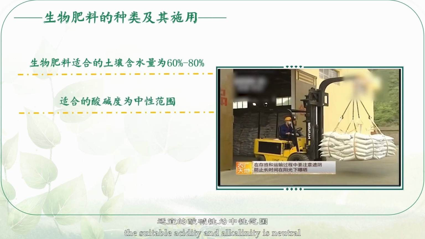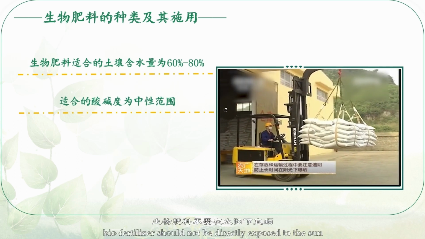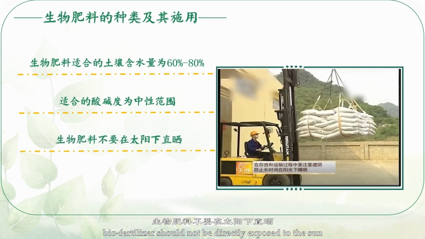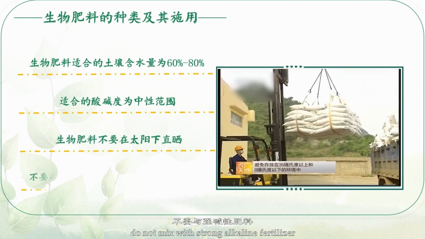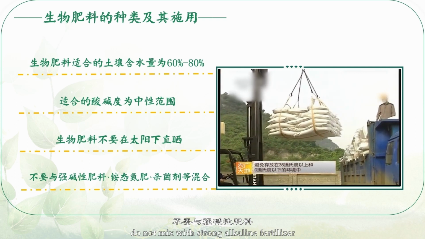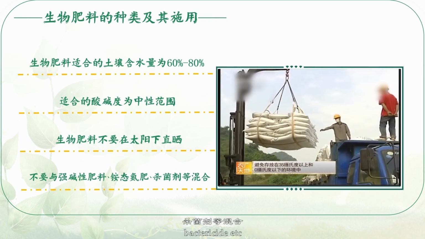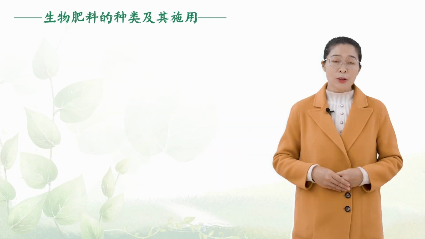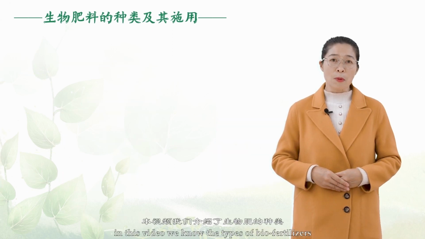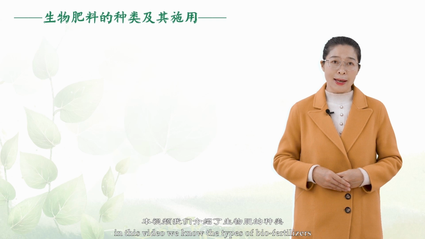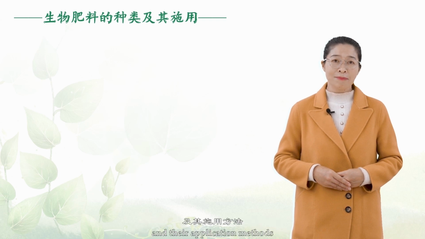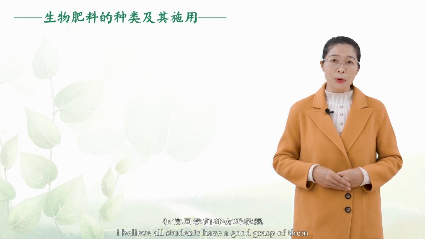The suitable acidity and alkalinity is neutral. Biofertilizer should not be directly exposed to the sun. Do not mix with strong alkaline fertilizer, ammonia nitrogen fertilizer, bactericide, etc. Students, in this video we know the types of biofertilizers and their application methods. I believe all students have a good grasp of them.